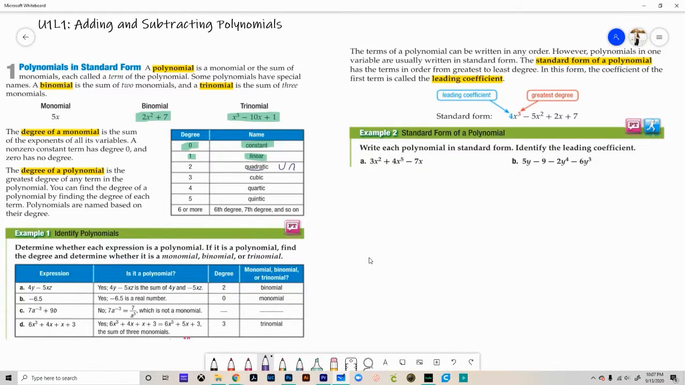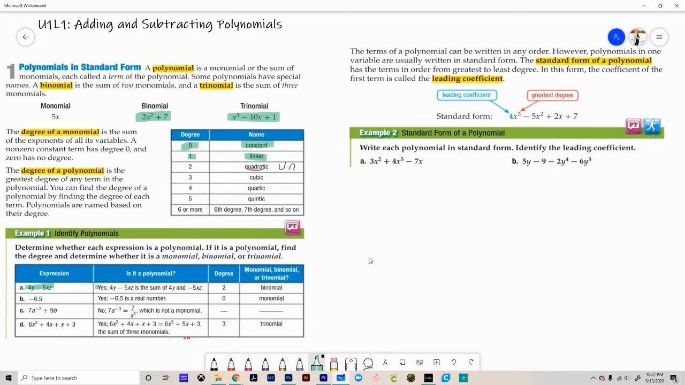Polynomials are named based on their degree. So we're going to identify polynomials in this first example. It says determine whether each expression is a polynomial. If it is, find the degree and determine whether it's a monomial, binomial, or trinomial. So this first one, 4y minus 5x.